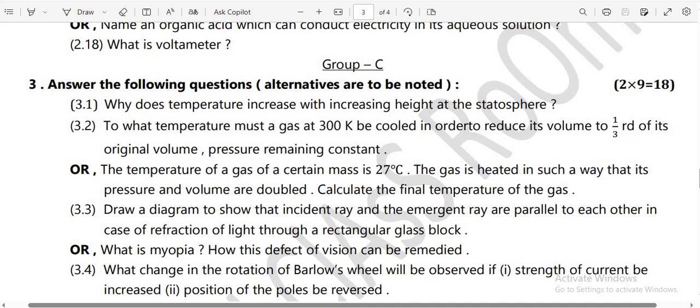3.3 Draw a diagram to show that the incident ray and the emergent ray are parallel to each other in case of refraction of light through a rectangular glass block.